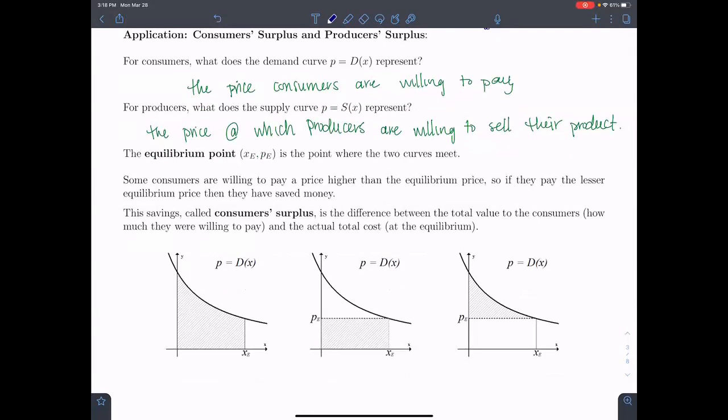And that's this point X sub E, P sub E for equilibrium. That's where the two curves meet. That's the intersection point of the two curves. So you've got the demand curve like this and the supply curve like this, and this point is their equilibrium. So X sub E, P sub E.